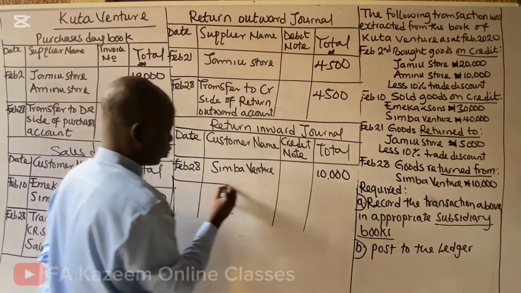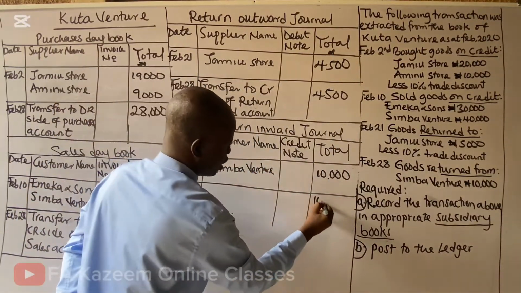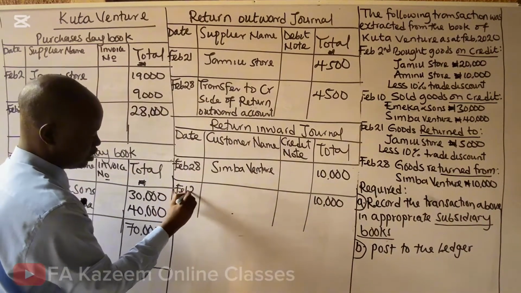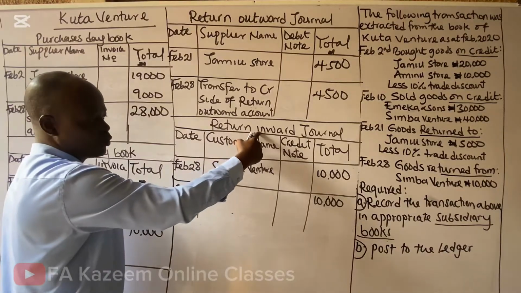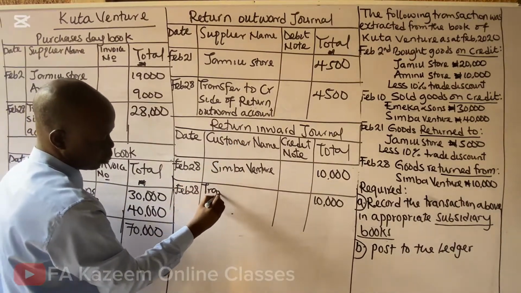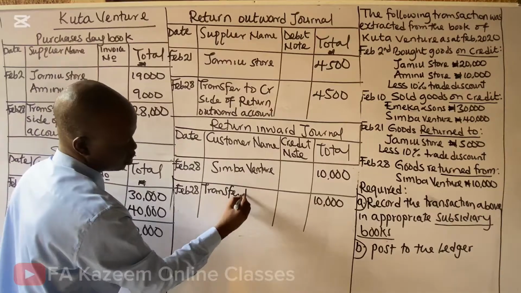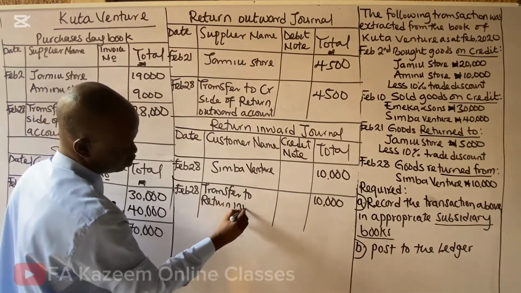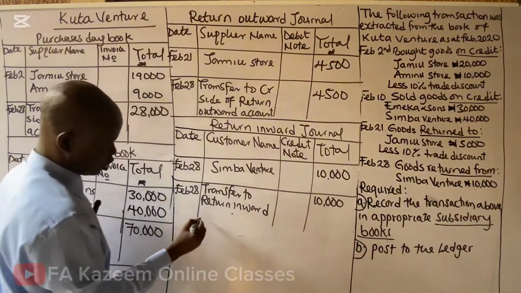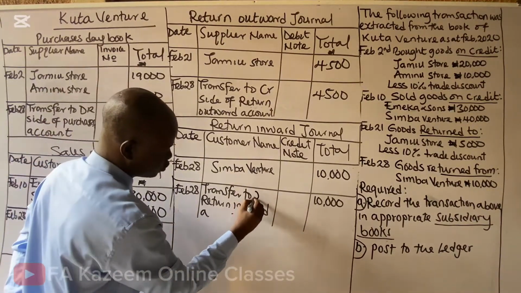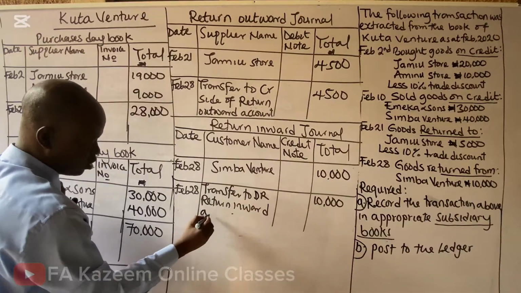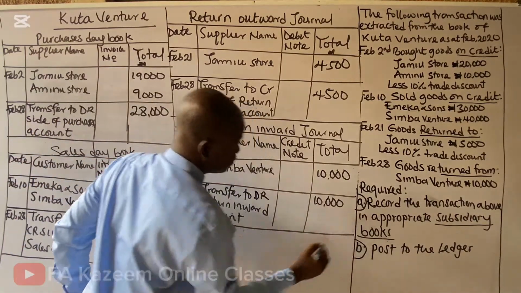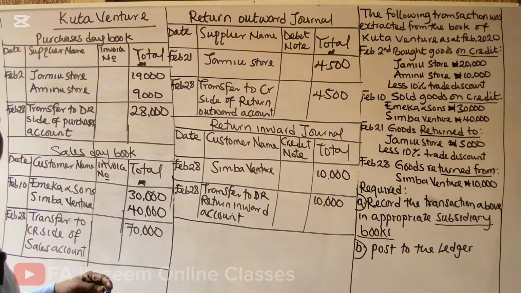We also come here. We have 10,000 on February 28th. They are returning the goods inward. We'll say transfer to the debit side of return inward account. Now this is the subsidiary book.